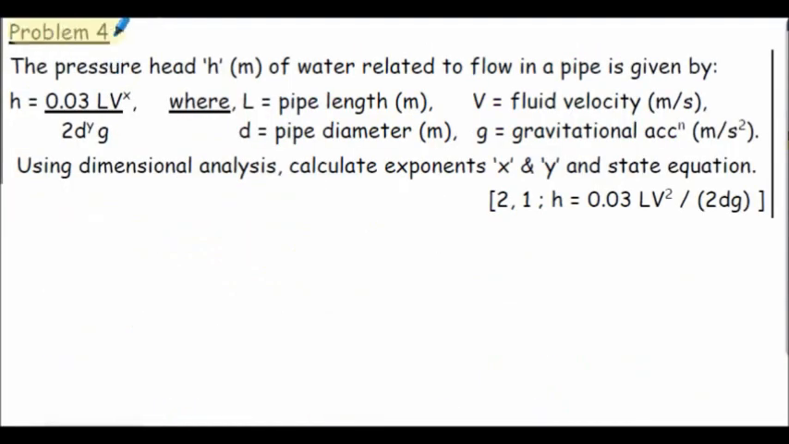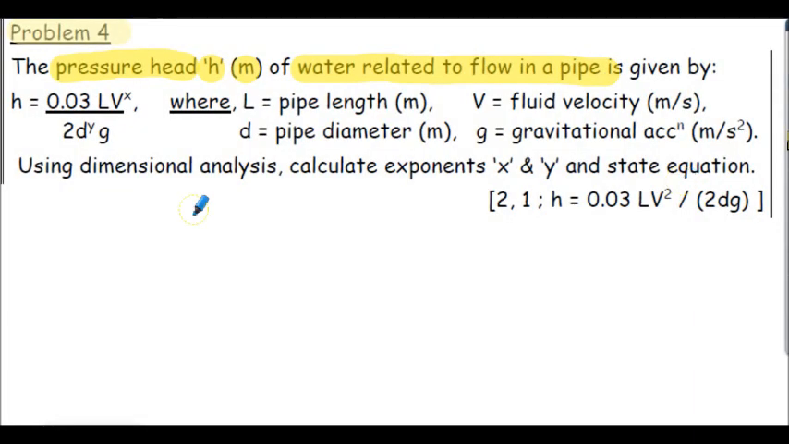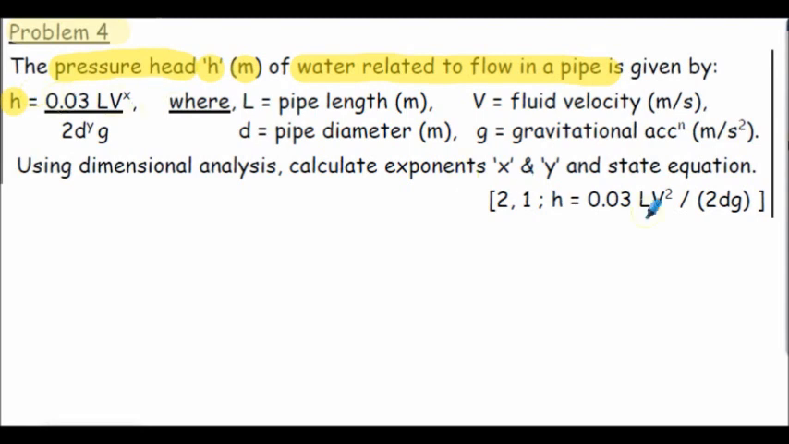Finally, here's problem 4. The pressure head, H, in meters of water related to the flow in a pipe is given by H is equal to 0.03 multiplied by L multiplied by V to the power of X divided by 2 multiplied by D to the Y multiplied by G.